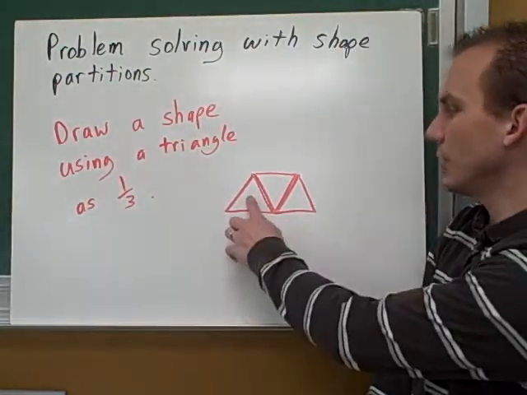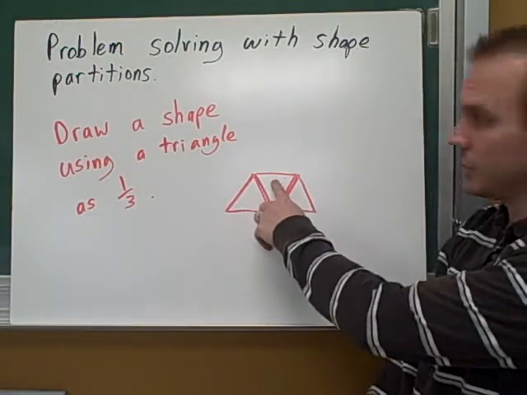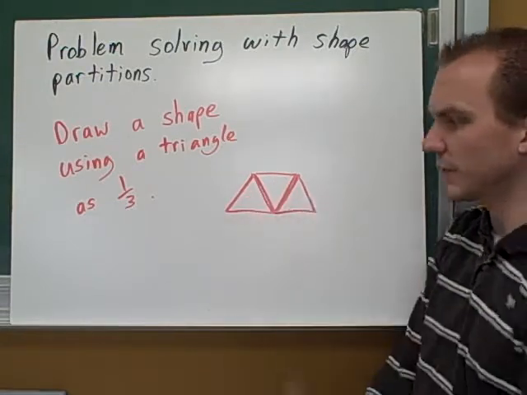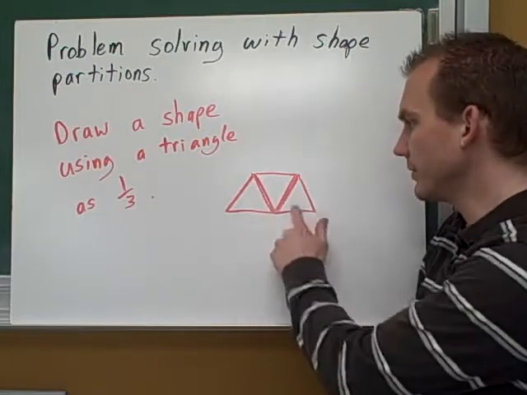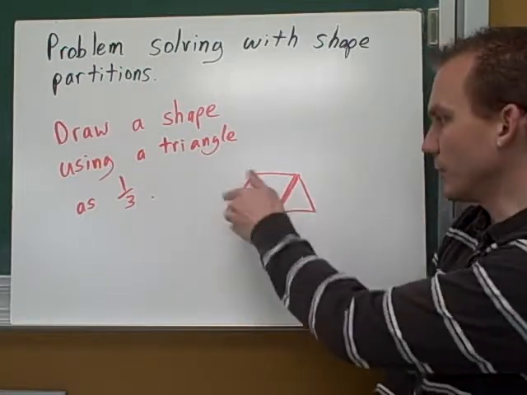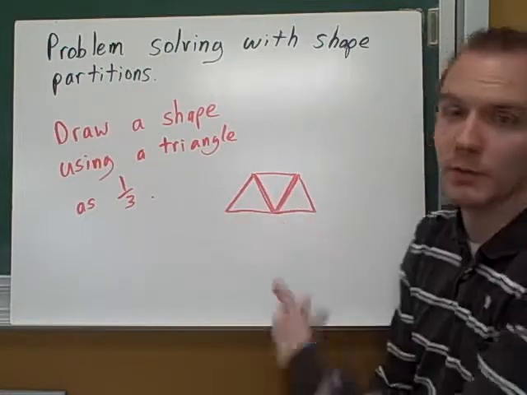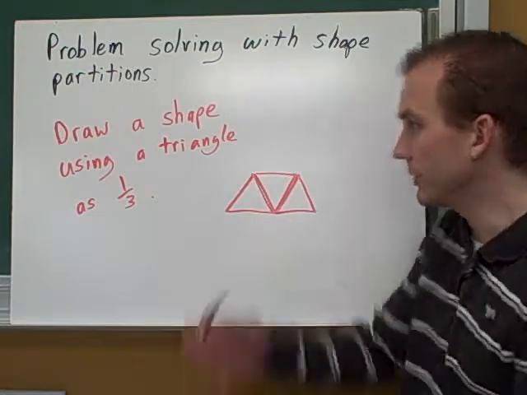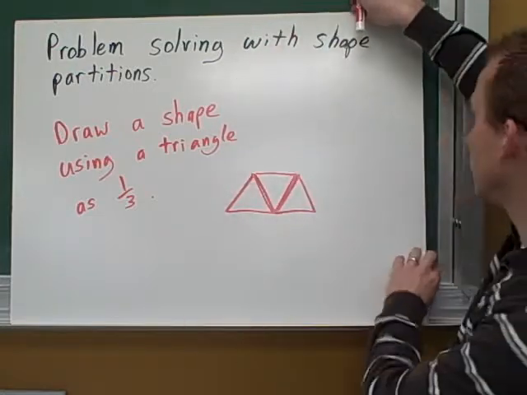Alright, so you draw a triangle, you can draw another one connected to it, and another one, and as long as they're all the same size, now you have thirds, you have equal area, so you end up with a trapezoid, and that would be the shape that could be partitioned into thirds using a triangle.